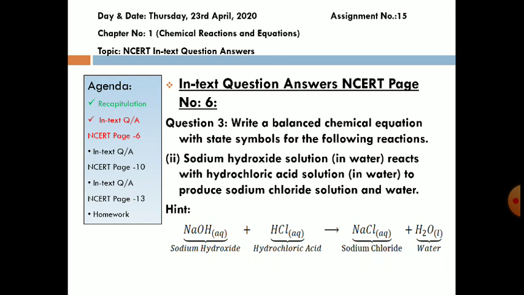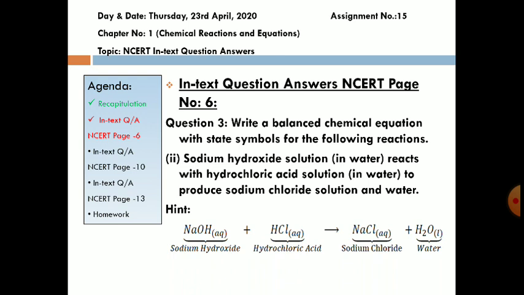The second part of the question is sodium hydroxide solution in water reacts with hydrochloric acid solution in water to produce sodium chloride solution and water.